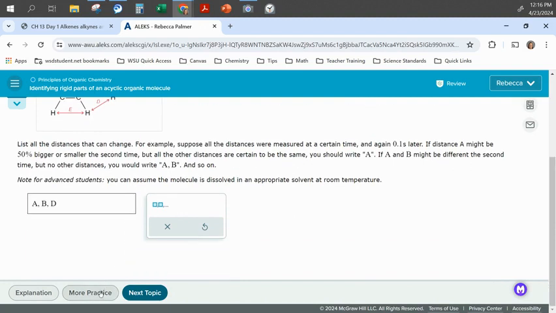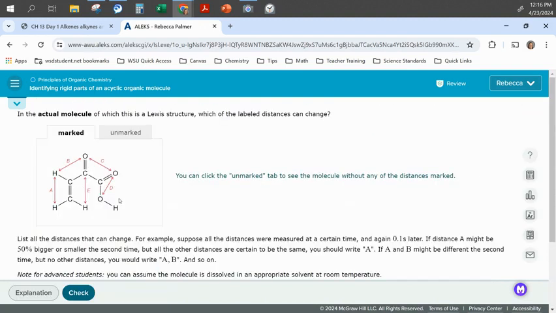Okay, more practice. All right, so this one, we have A. Can you see this trapezoid? The top of the trapezoid is a double bond. That's locked, so that means H to H is locked, so A cannot move.